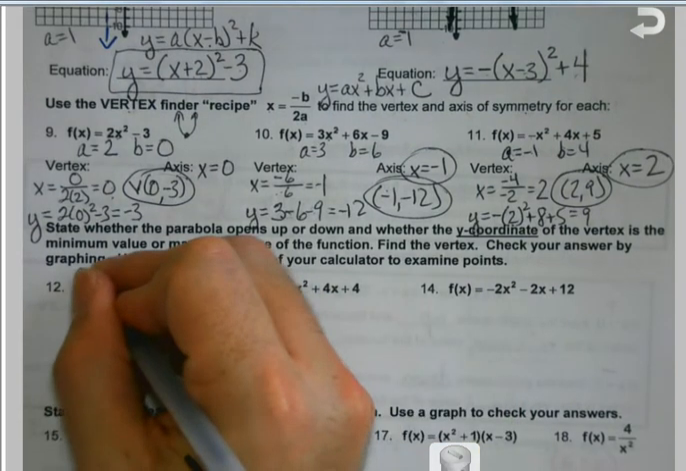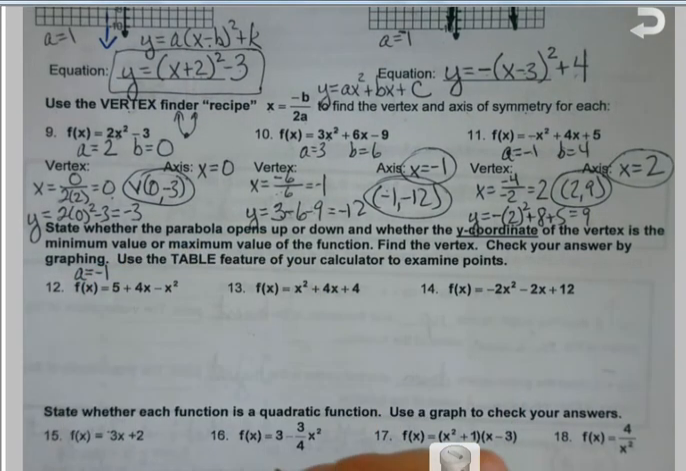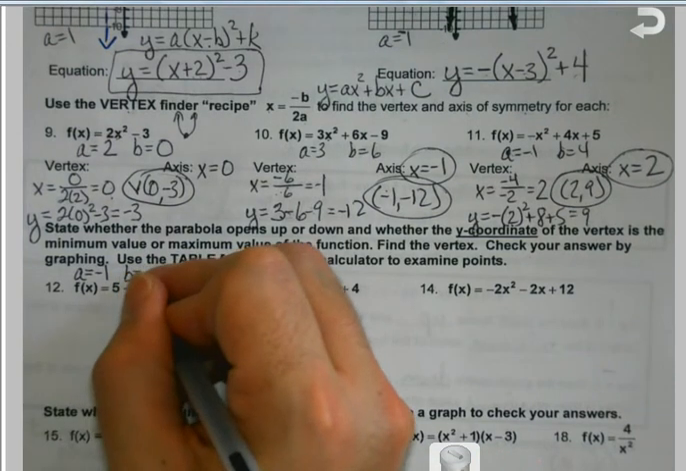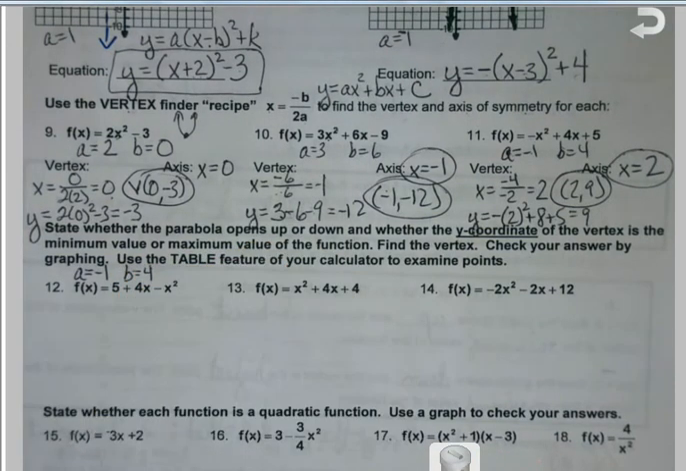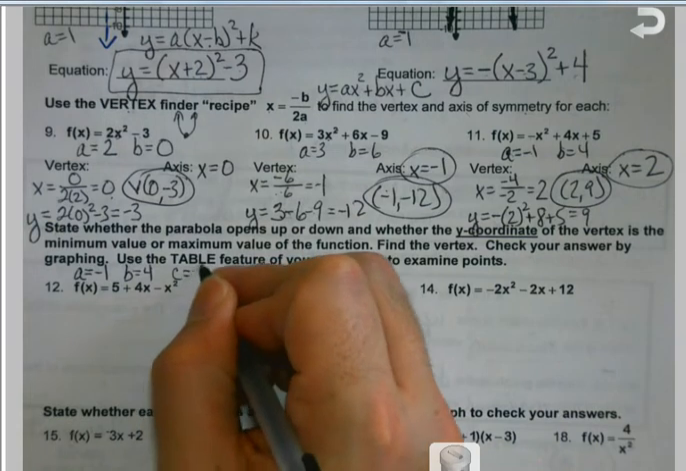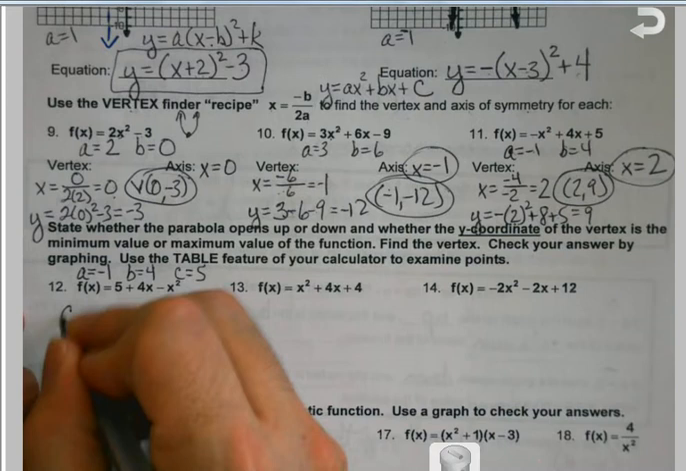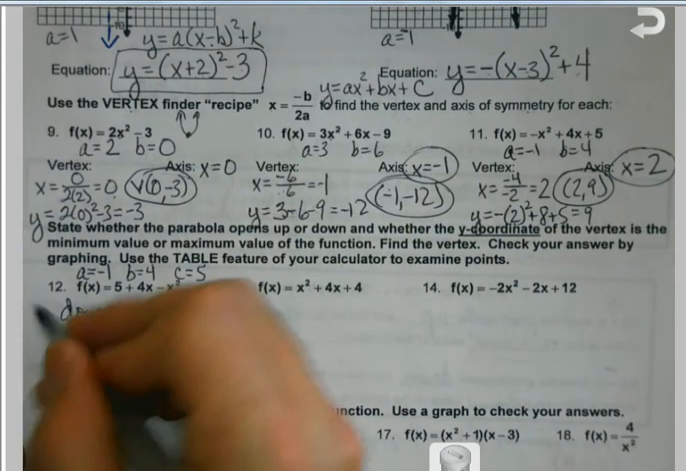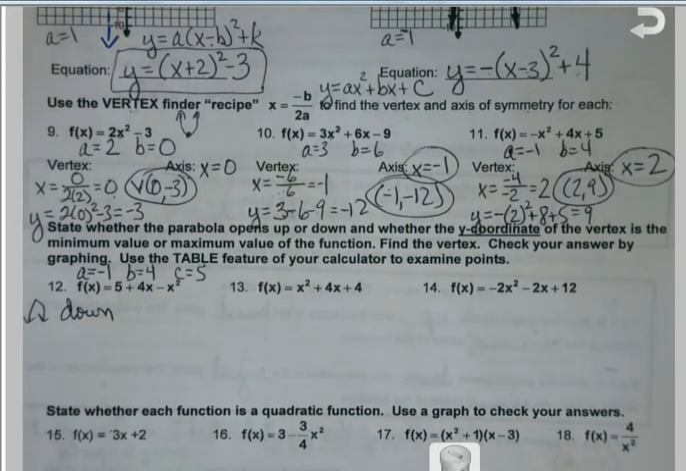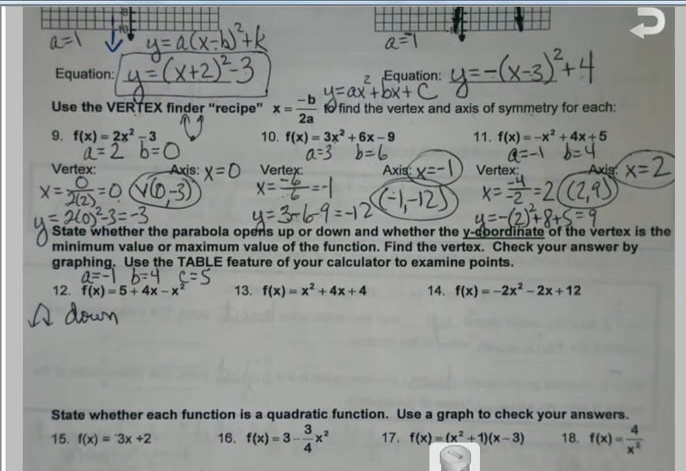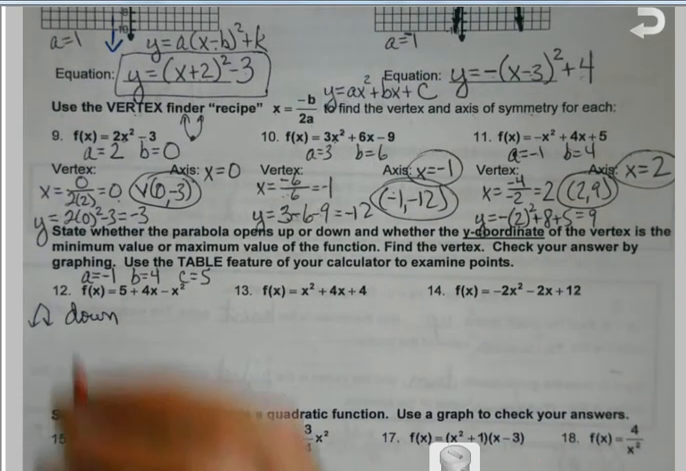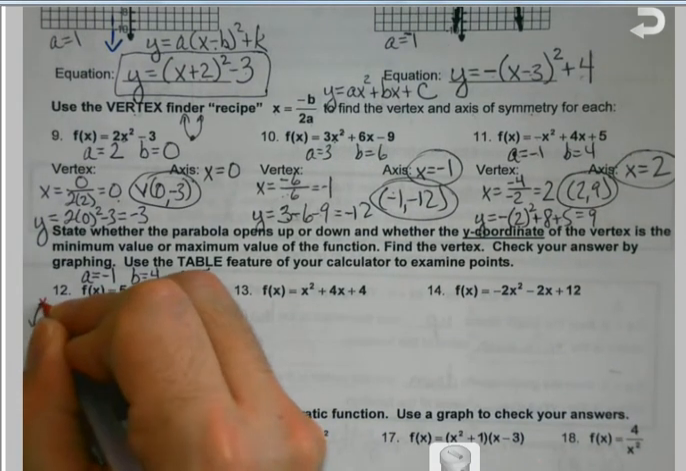My A value is always my number that's in front of x squared. My B value is always my coefficient of x. And if I need C for something, it's always the constant term. So don't get fooled. So without even doing any graphing, is this one going to be opening up or down? Down. My a value is negative. So when we have one that opens down, do I have a min or a max? A max, because my point's at the top.